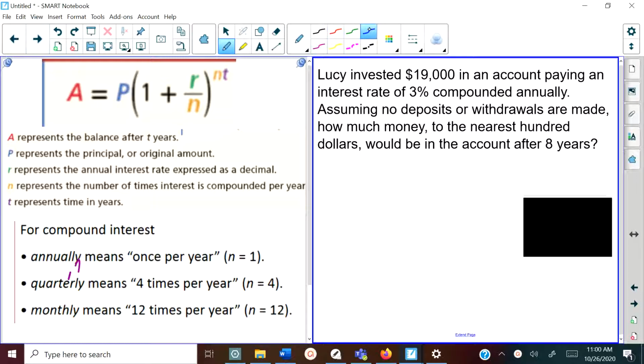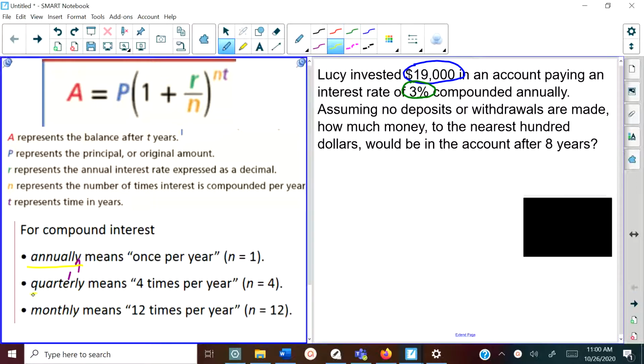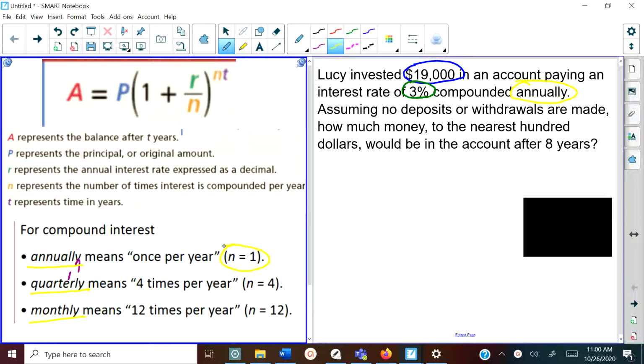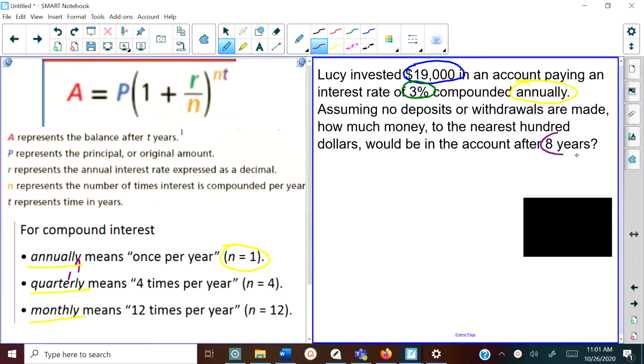But we're going to take a look at P. P represents the principal, where we begin. R represents the annual interest rate, which is 3%. N represents the number of times the interest is compounded per year. And remember, I said that's going to be annually, quarterly, or monthly. In this case, it's annually. And if it's annually, that means we're going to use the number 1. And then finally, T represents time in years. How many years is it going to be? It's going to be 8 years.